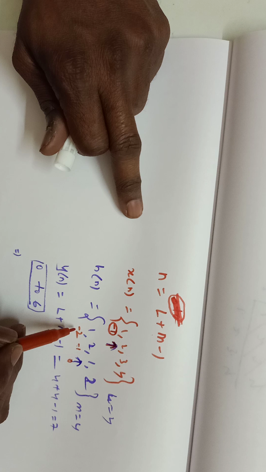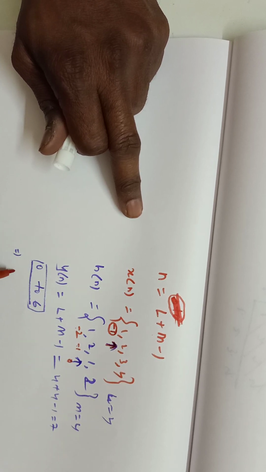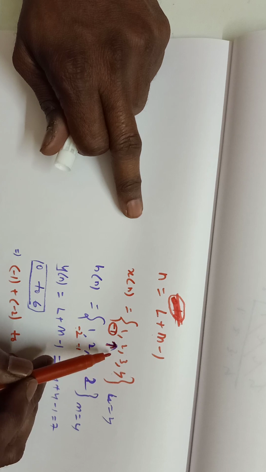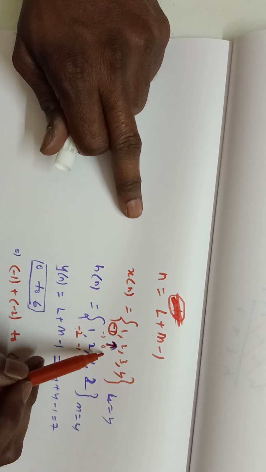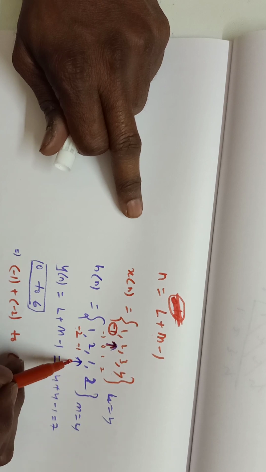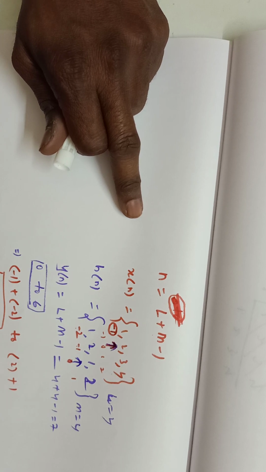This is origin, -1, -2. So we have to add the first two starting points, -1 plus -2, that is -3, and similarly we want to add the ending points. The ending point is 2 for one sequence and 1 for the other. So the range is -3 to 2 plus 1, that is +3. Here also we will get 7 samples, but the range is -3 to +3. We want to substitute n from -3 to +3.